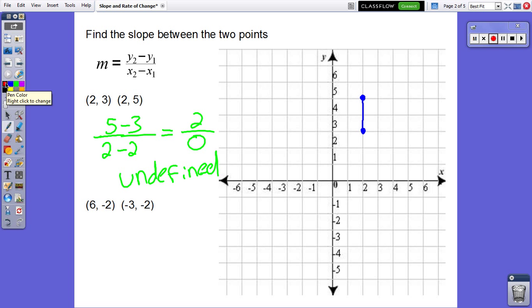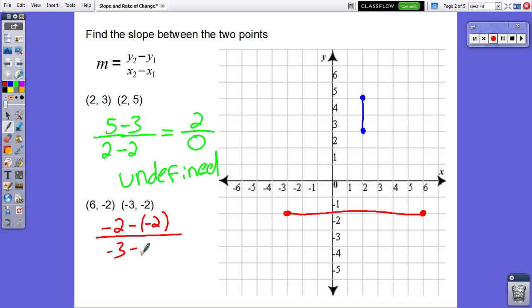So x value of 6, y value of negative 2, and then negative 3, negative 2. So you can see this one's going to be horizontal. If we plug those numbers into the formula, we'll get negative 2 minus negative 2 divided by negative 3 minus 6.